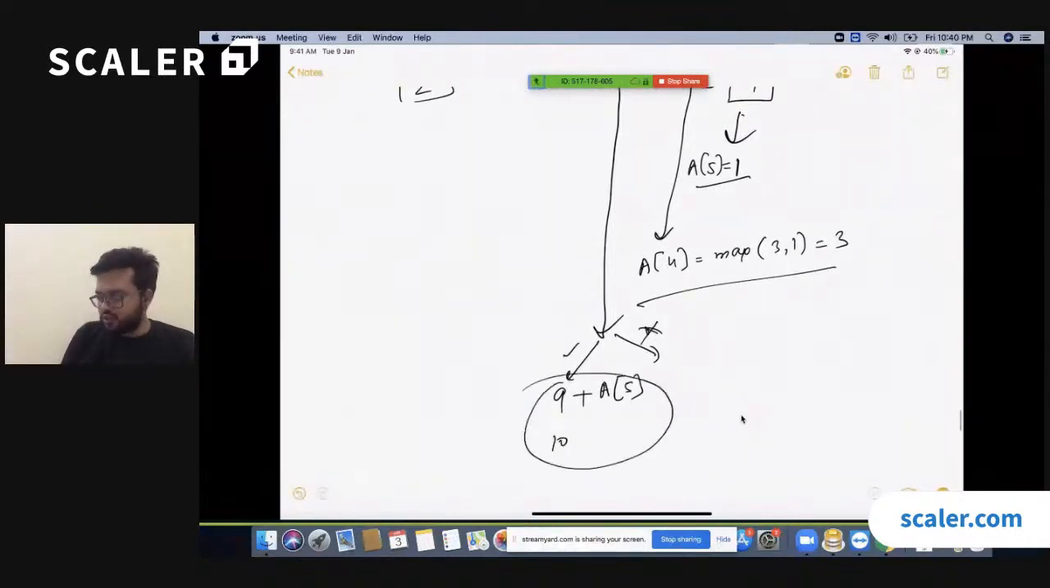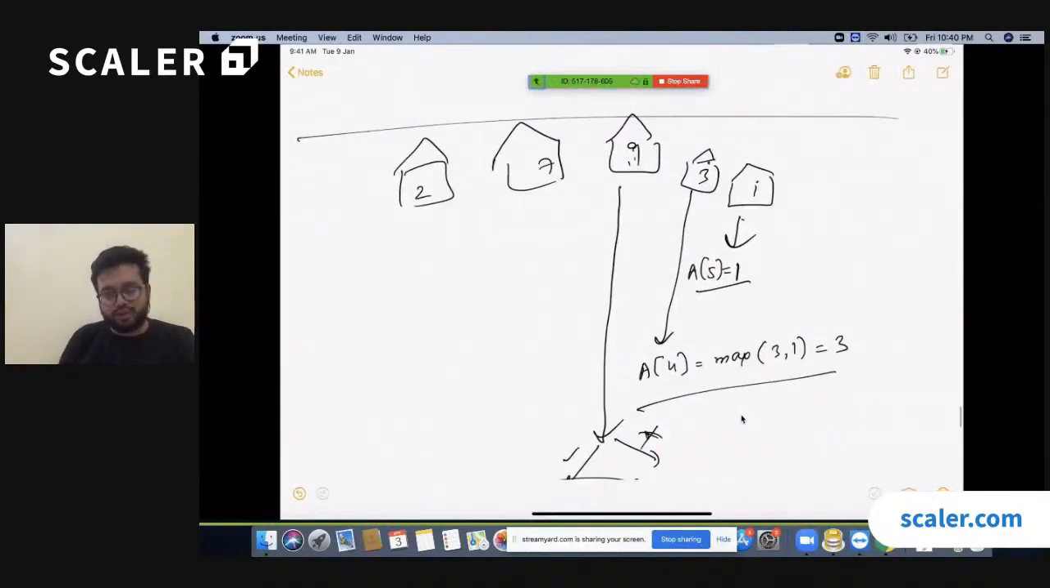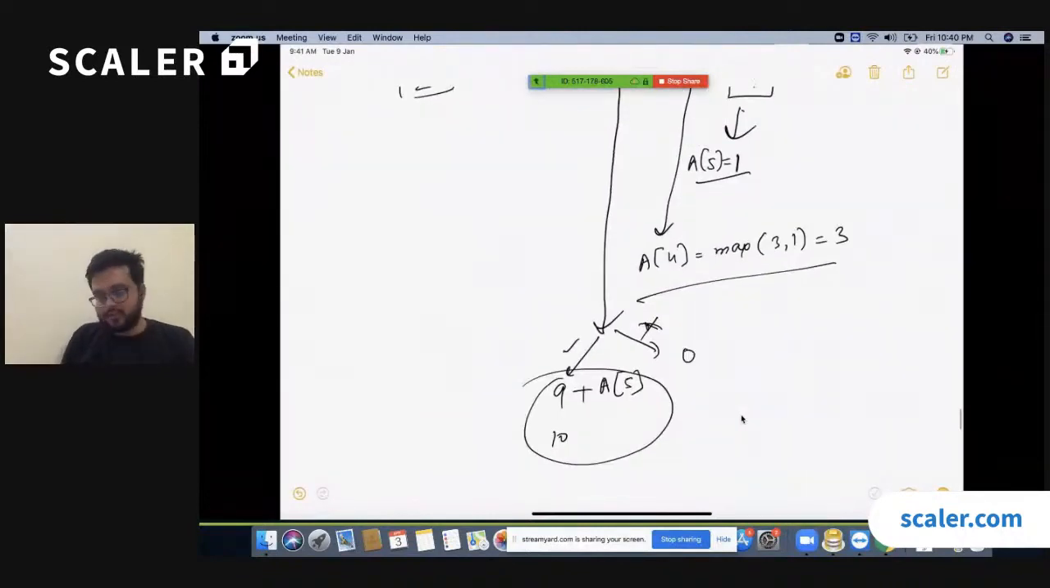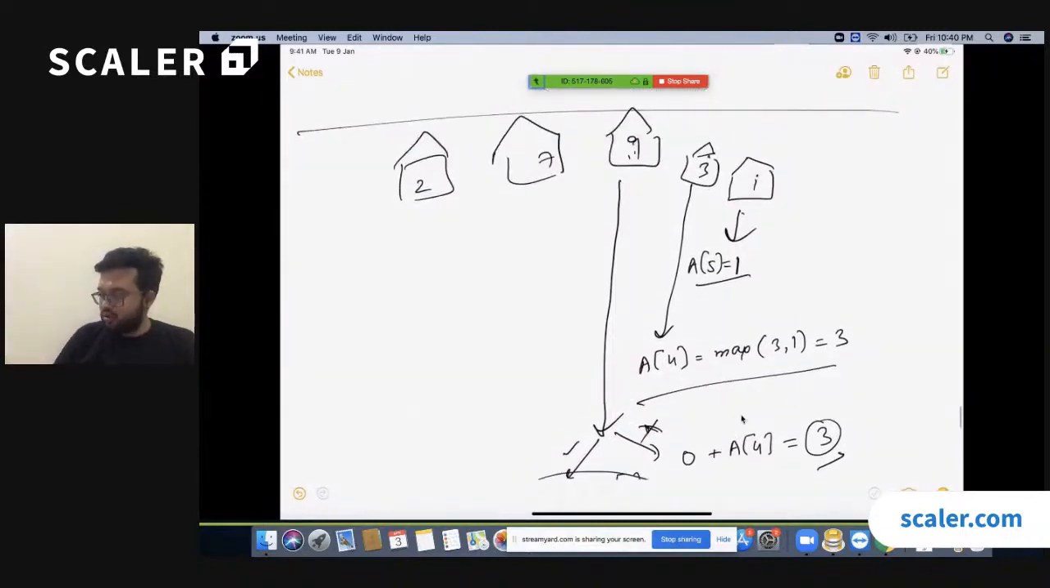One option gives me answer 10. The second option is I do not loot this house, so I will get 0 coins from this one. But I can still manage to loot the 4th one, which gives me 3 coins. So the answer would be 3. I take the maximum of 10 and 3, so the maximum is 10. So I know that for answer 3, the maximum answer that I can get is 10.